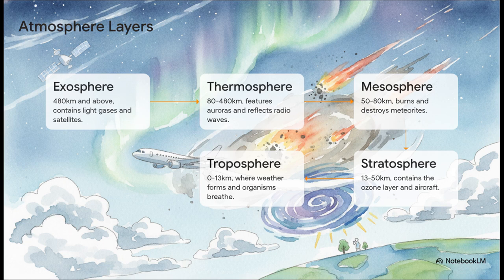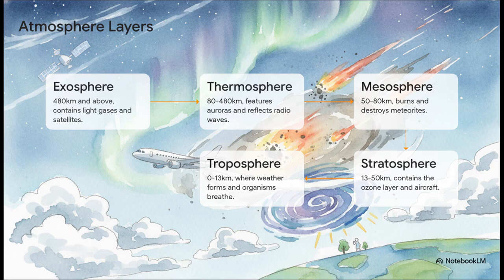Dropping down from there, we enter the thermosphere, also known as the ionosphere. This is where charged particles react with Earth's magnetic field to create those stunning, colorful auroras, and it's also what reflects our radio waves. Next up is the mesosphere, basically our planetary shield, where burning meteorites get destroyed before they can hit us. Below that is the stratosphere.